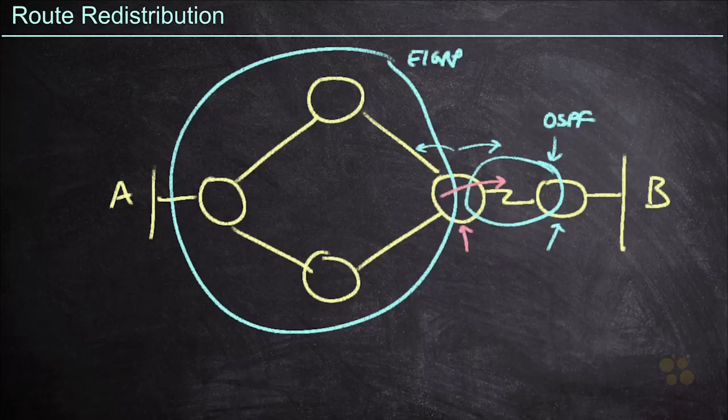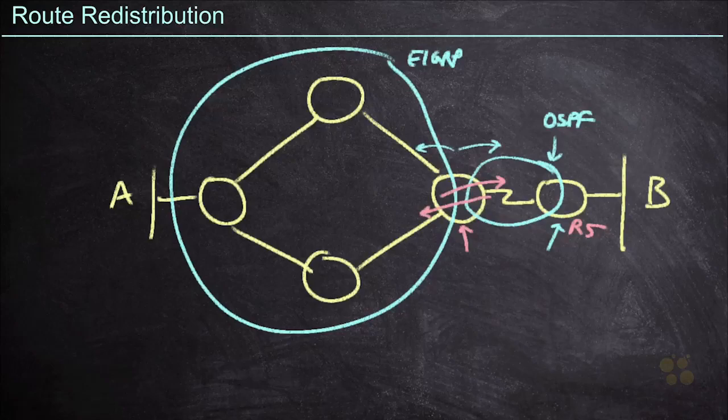Now, in most cases, that's not going to be good enough, because it's great that this router over here, let's just call this router 5, now knows how to get to the rest of the network, but the rest of the network doesn't know how to get back to router 5. And so in that case, we need two-way or mutual redistribution. We need to take those OSPF routes and inject them into the EIGRP domain as well.